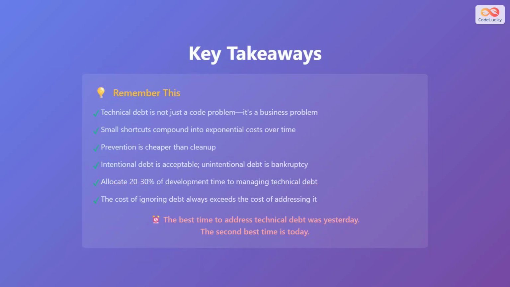Here are the most important points to remember. Technical debt is not just a code problem, it's a business problem. Small shortcuts compound into exponential costs over time. Prevention is always cheaper than cleanup. Some technical debt is acceptable if it's intentional, but unintentional debt is bankruptcy. Allocate 20 to 30% of development time to managing technical debt. The cost of ignoring debt always exceeds the cost of addressing it. Remember, the best time to address technical debt was yesterday. The second best time is today.